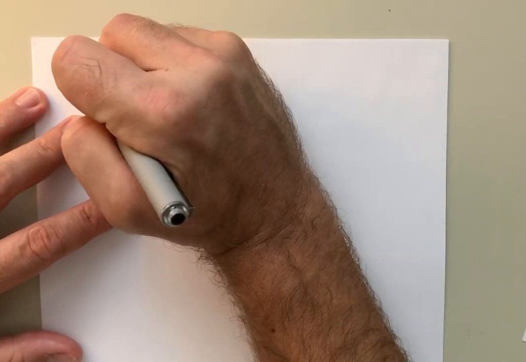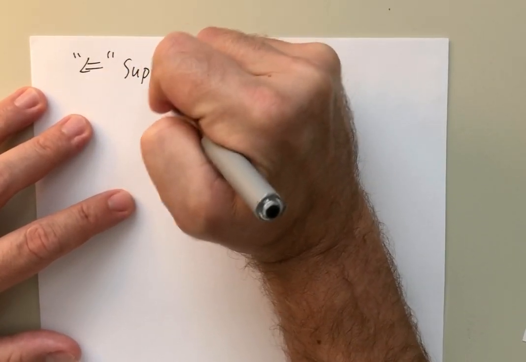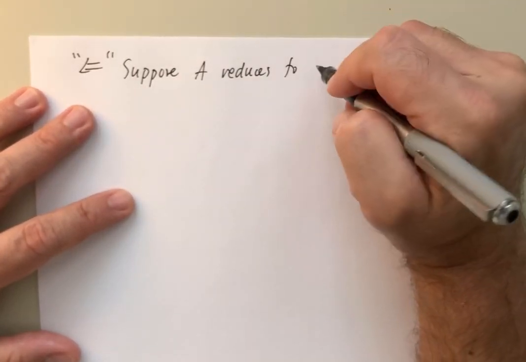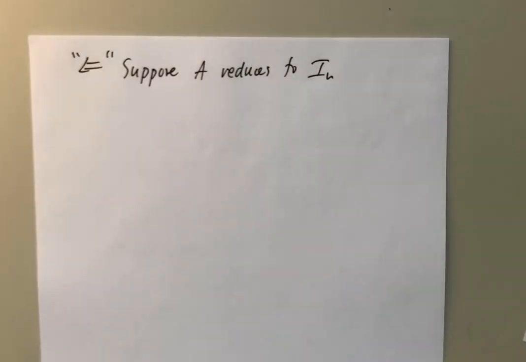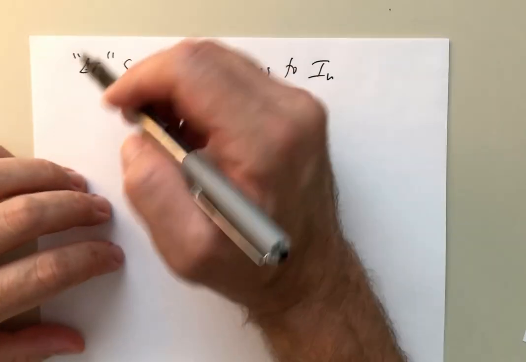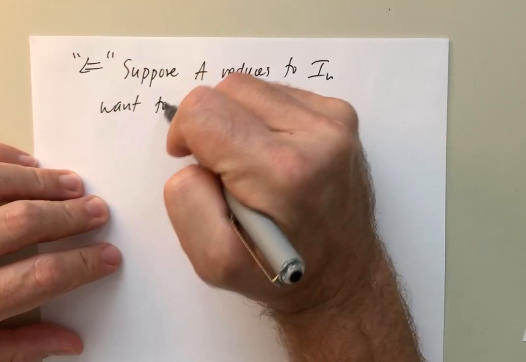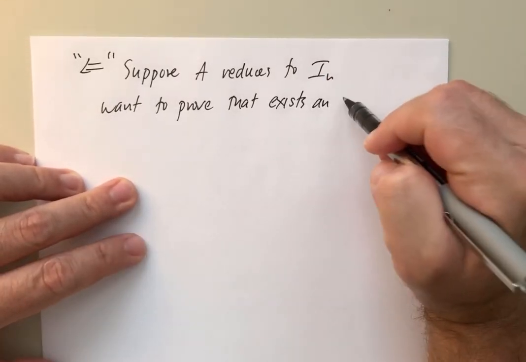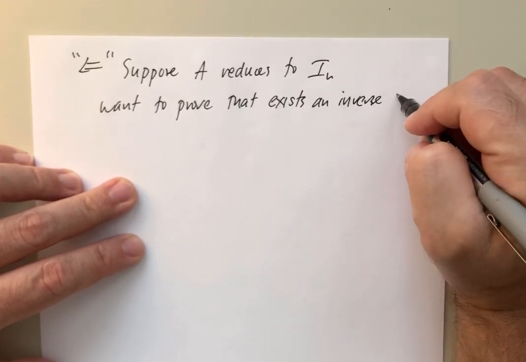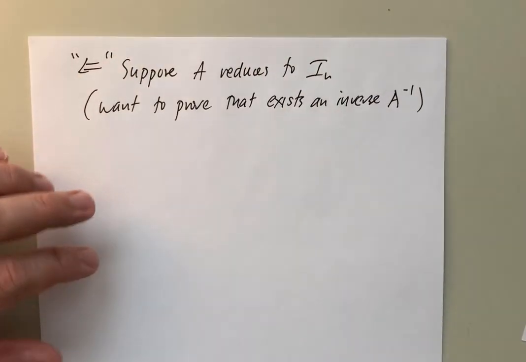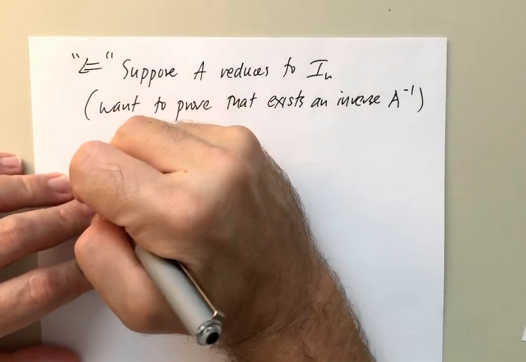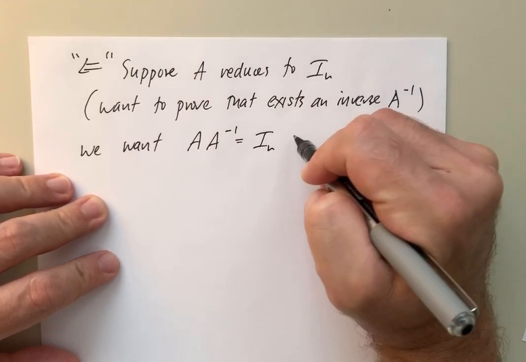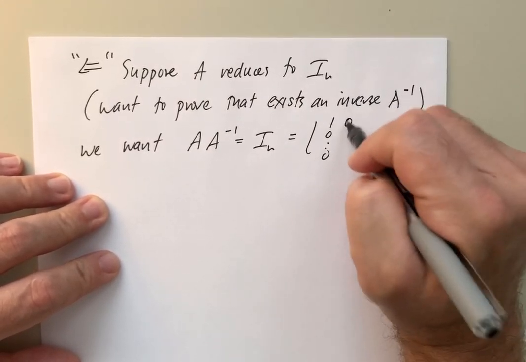Okay, what about the other direction? I'll call this the reverse implication. Now let's suppose A reduces to the identity matrix In. Okay, this is a little bit more complicated, but bear with me here. What we want is to prove that there exists an inverse matrix. That's what we're trying to prove. So how would I go about actually constructing that? What we want is that A times A inverse equals the identity matrix, and the identity matrix, again, is this thing here.